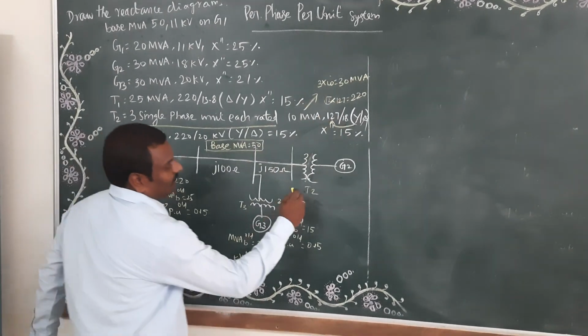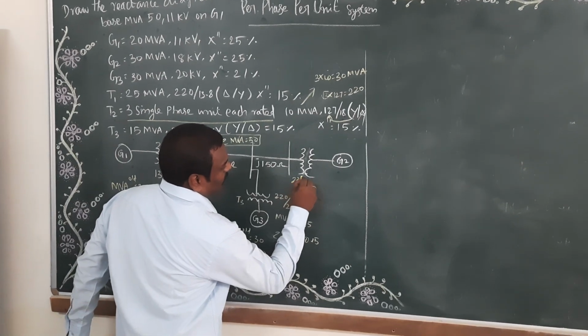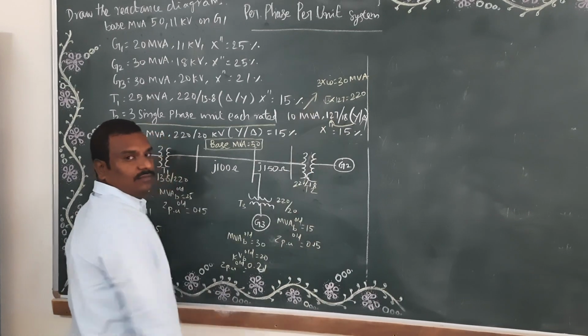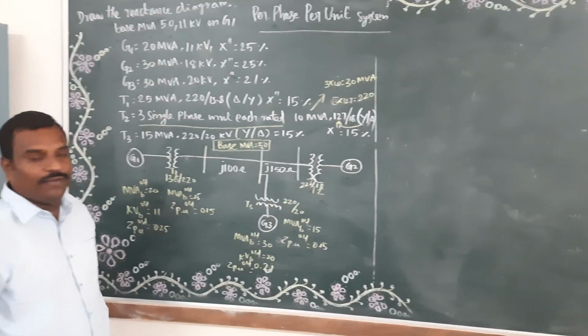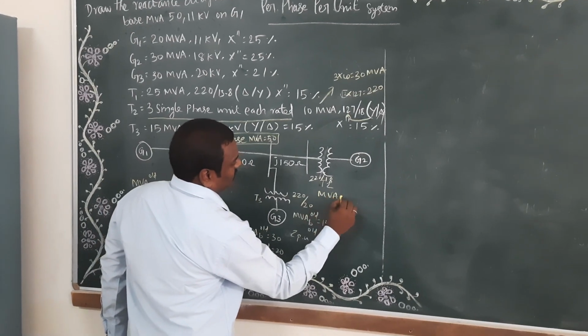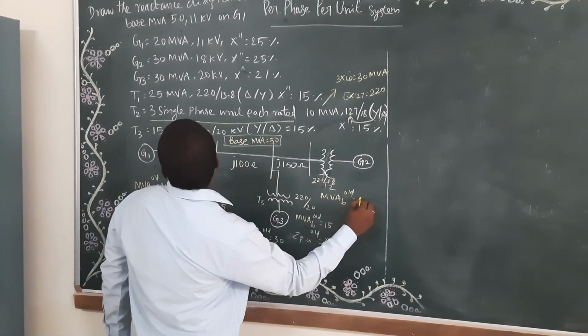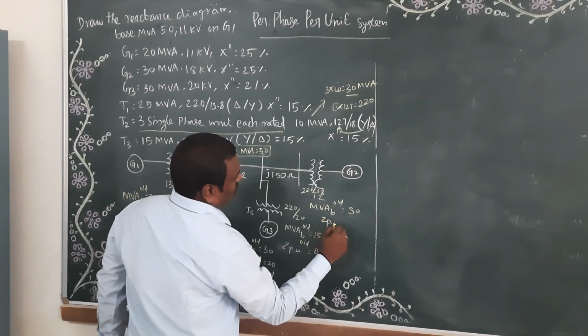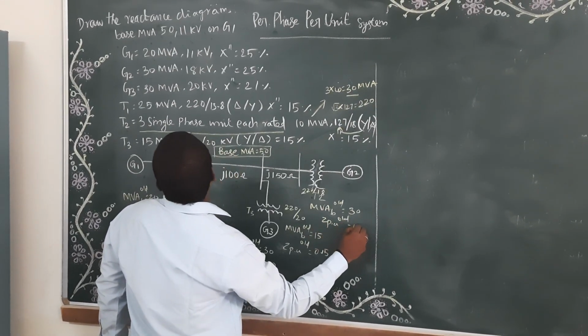Right? So here you can write 220/18. This is 3 phase only. This is only single phase. So I converted it into 3 phase. 220/18 you can write. MVA base volt for your transformer 2 is 30. It is given here. Z per unit volt is how much?